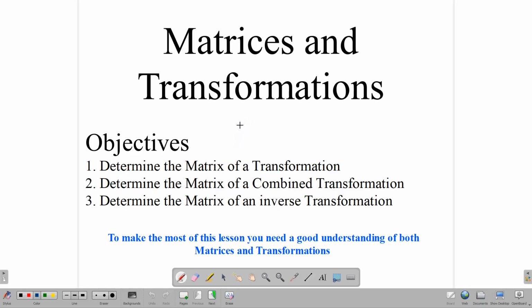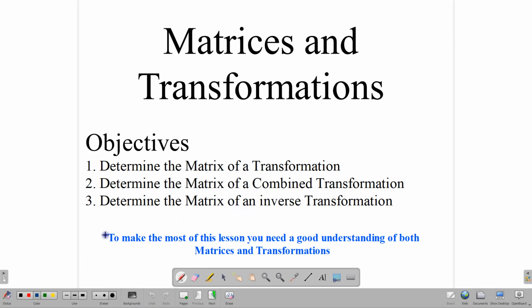Matrices and transformations are combined in the last question on your exam paper, Paper 2, and we have three important objectives to get through here. The first one is to determine the matrix of a transformation, then to determine the matrix of a combined transformation, and to determine the matrix of an inverse transformation. Each of these is an important concept.